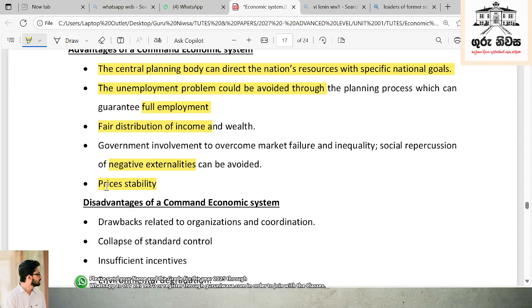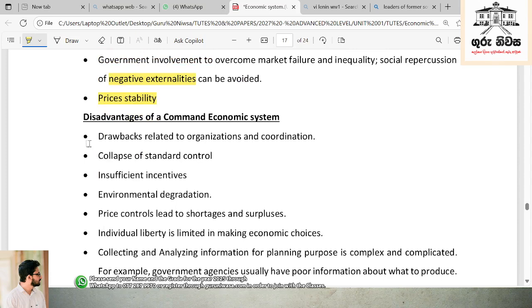These are the advantages. There are disadvantages as well. Number one, drawbacks related to organization and coordination. There are so many coordination problems, because how do you coordinate an entire economy by one organization?